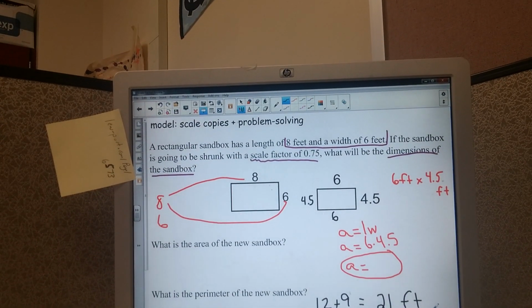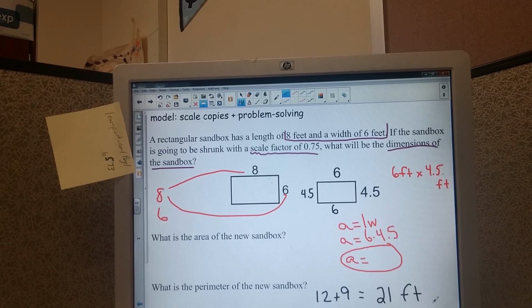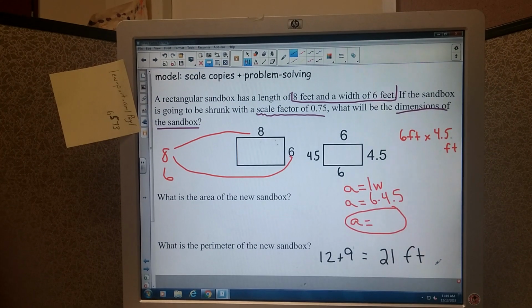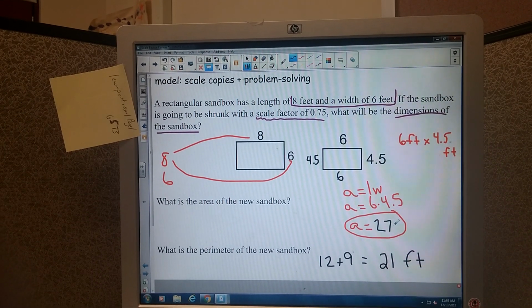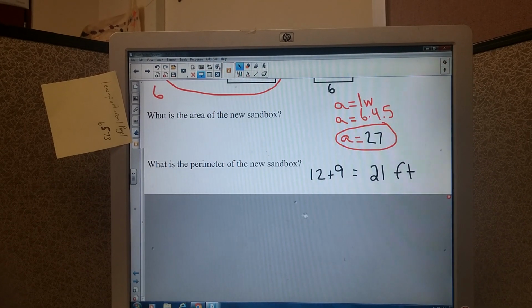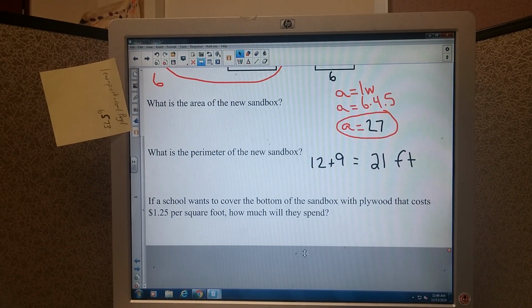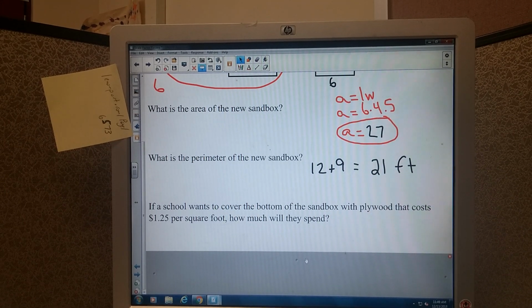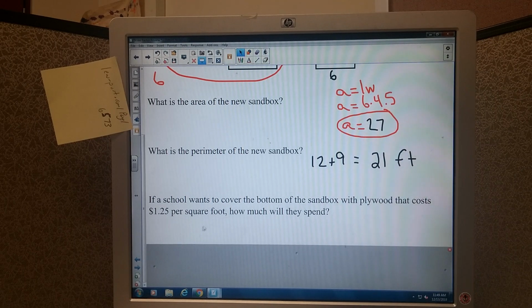My area is, from the previous problem, 6 times 4.5, which if you did not figure it out, the area of this is 27. So I have an area of 27 and a perimeter of 21. It's important to know this because it's going to help us with our next 2 problems here, just taking it one step further. If the school wants to cover the bottom of the sandbox with plywood that costs $1.25 per square foot, how much will they spend?